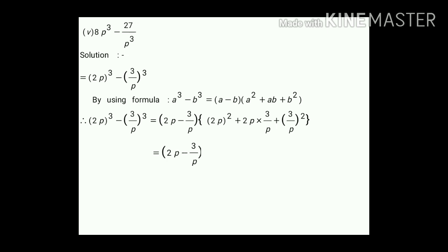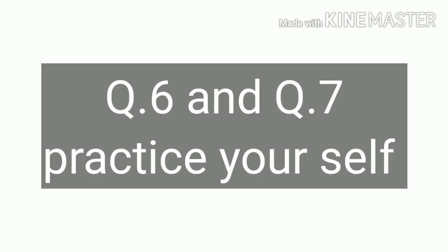2p minus 3 upon p will be as it is, children, and 2 square is 4p square, plus p gets cancelled, children. Now here what remains? 2 into 3 we get 6. 3 square is 9. P square will be p square. Question number 6 and 7, practice yourself, children. Now the last question, children, that is the 8th one.